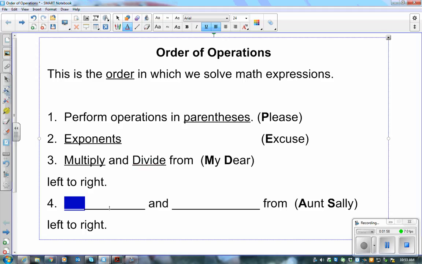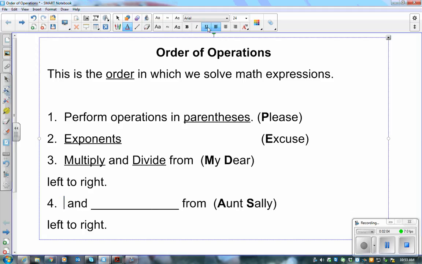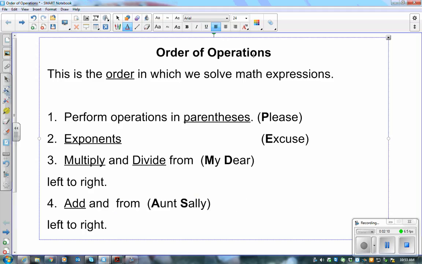And then finally, we add and subtract from left to right, and that's our Aunt Sally, sweet Aunt Sally. So we add and subtract, and it's just like multiplication and division because you do whatever comes first from left to right. If addition comes first, you do addition. If subtraction comes first, you do subtraction. And so the way to remember that order is please excuse my dear Aunt Sally.